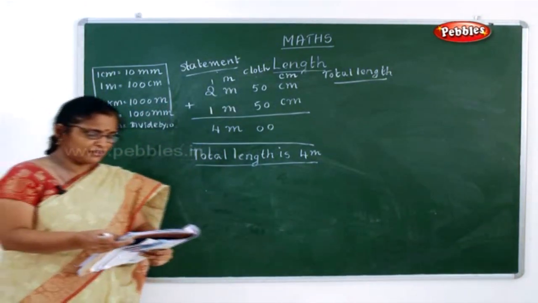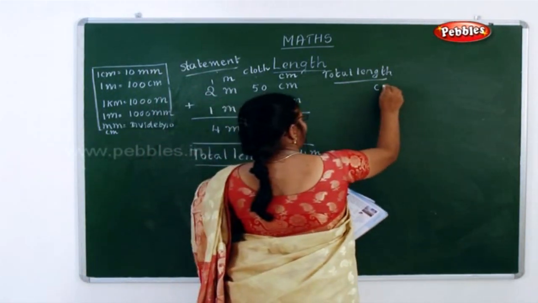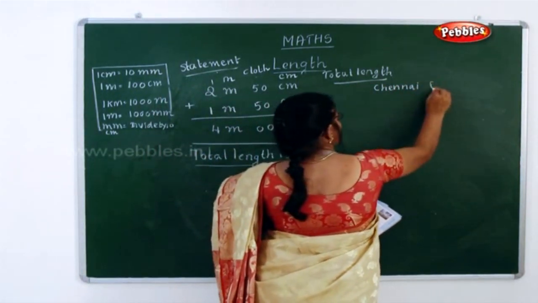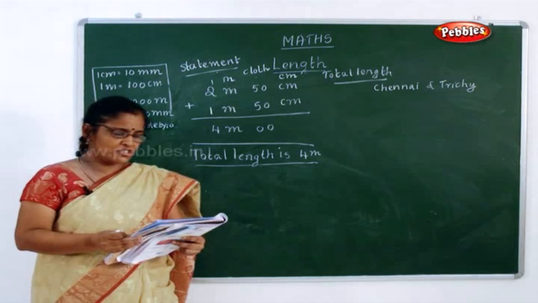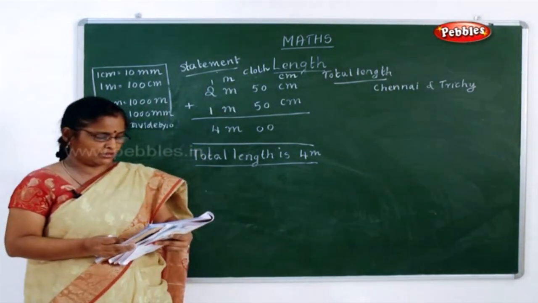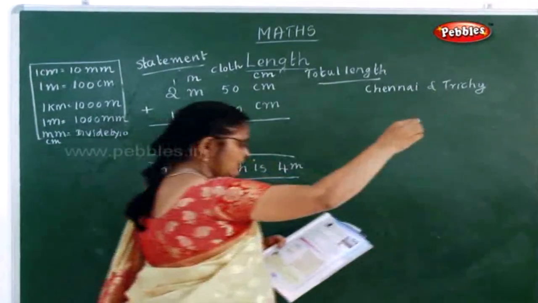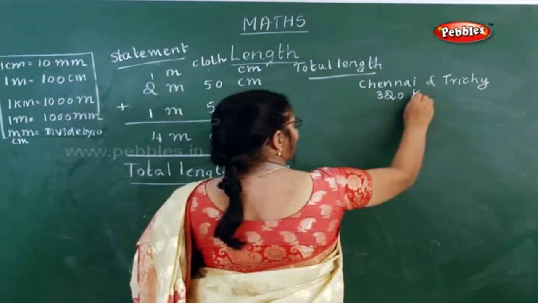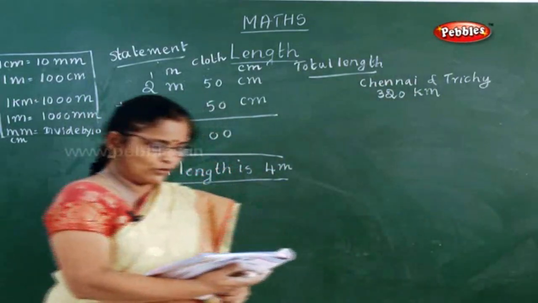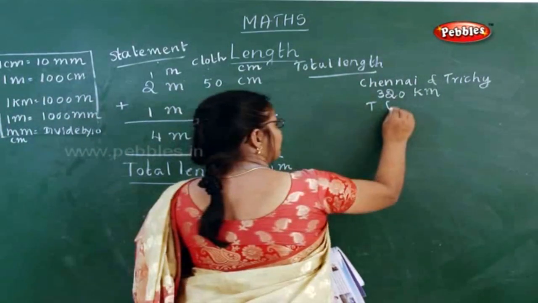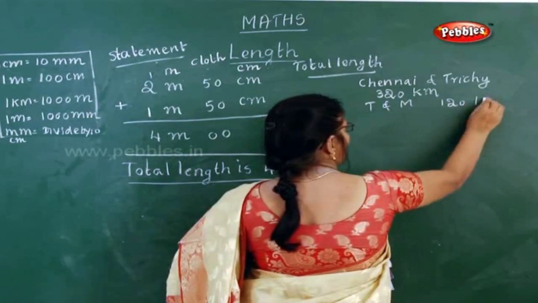Now the next sum they have given is the distance between Chennai and Tiruchi. So what is the next sum? Statement: Chennai and Tiruchi is 320 kilometer. So what they have given is the distance. The distance from Chennai to Tiruchi is 320 kilometer. Now what is the sum they have given? The distance between Chennai and Tiruchi is 320 kilometer, and Tiruchi and Madurai, I am sorry, I am writing T and M, Tiruchi and Madurai, it is 120 kilometer.